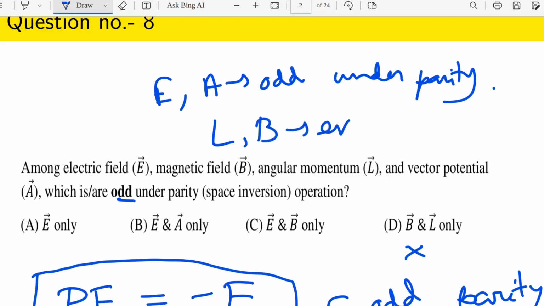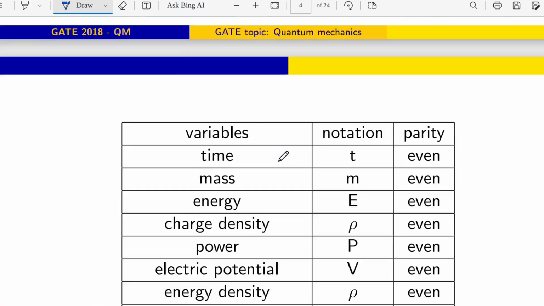B, these two are even under parity. So what is the correct answer here? The correct answer is B. Now I will show you what I have written in that table and all.